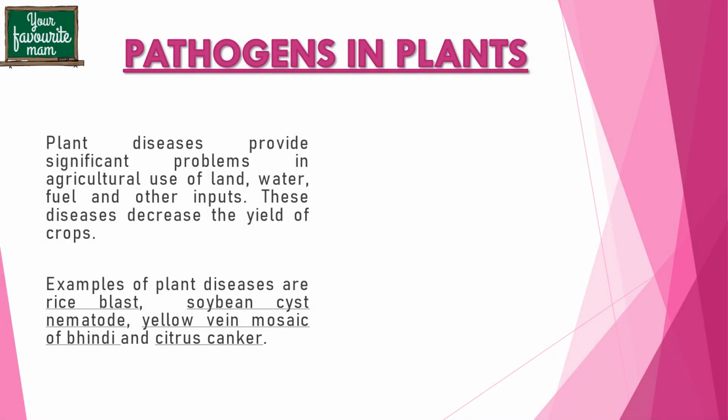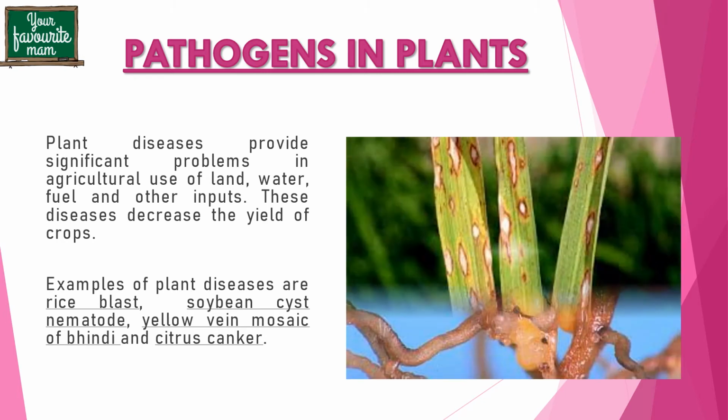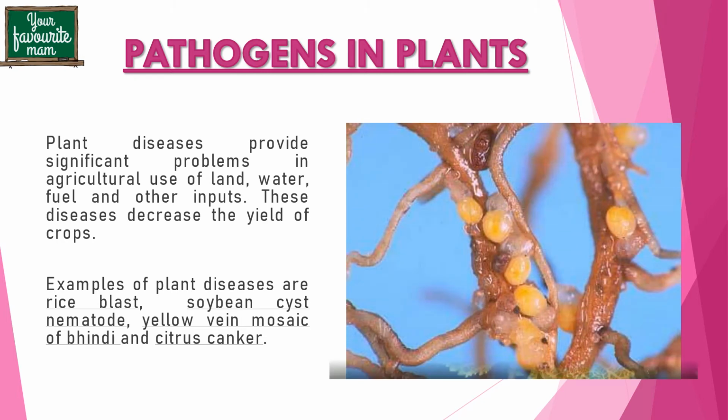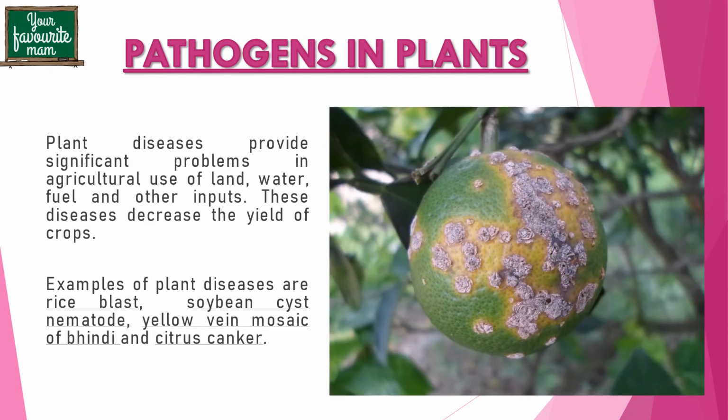Similarly, these pathogens also cause many diseases in plants, which eventually decrease crop yields, like rice blast, soybean cyst nematode, yellow vein mosaic of bhindi, or citrus canker. There are many such diseases in plants.